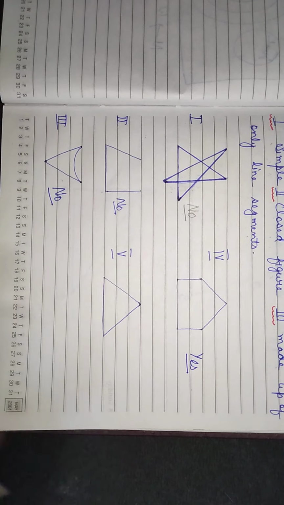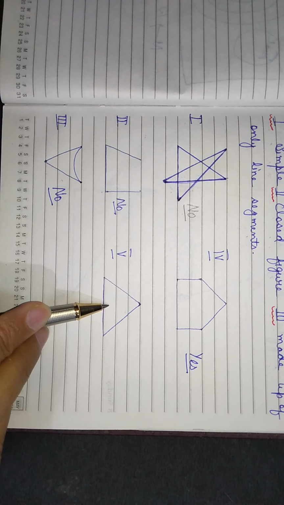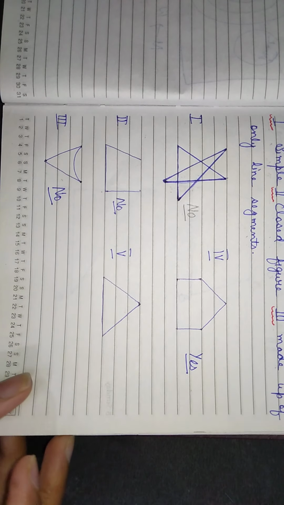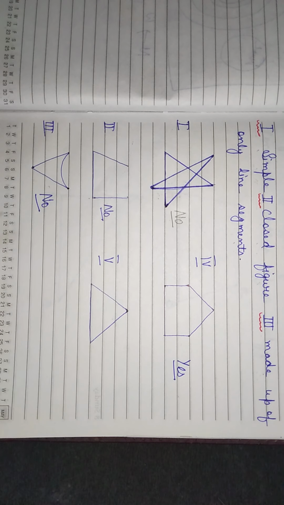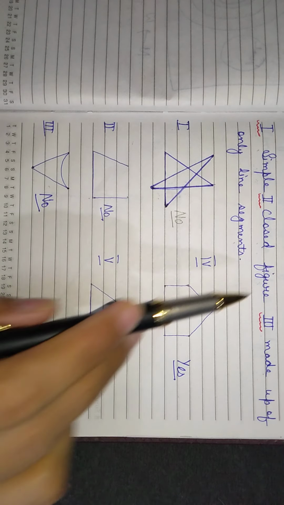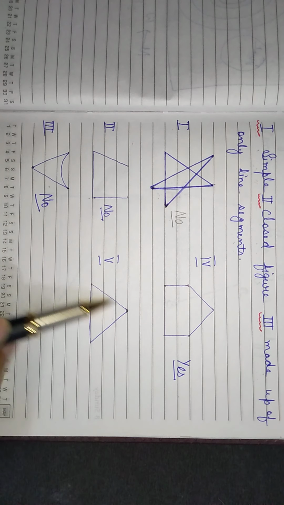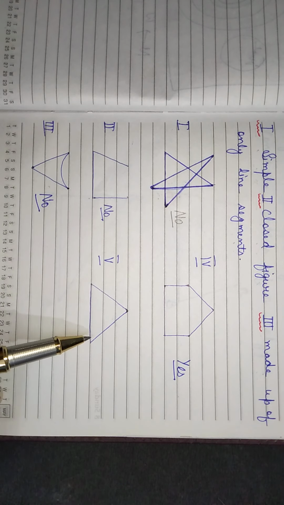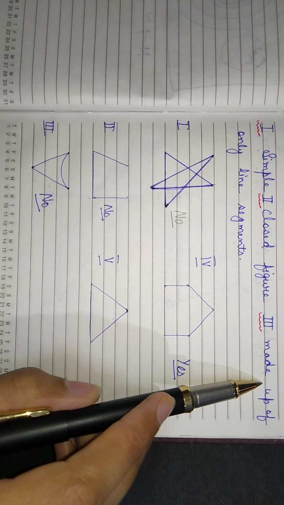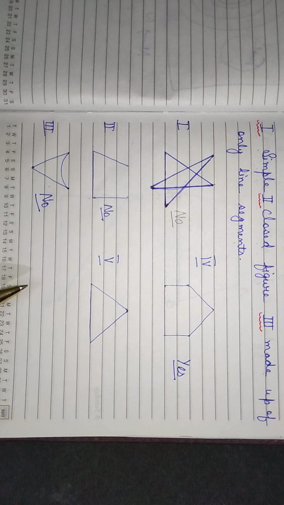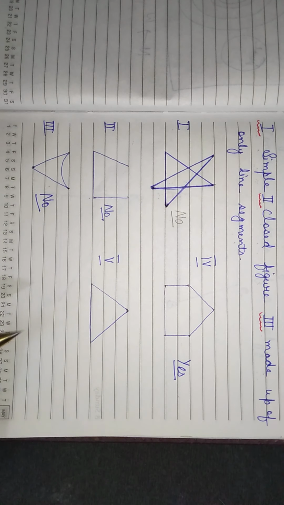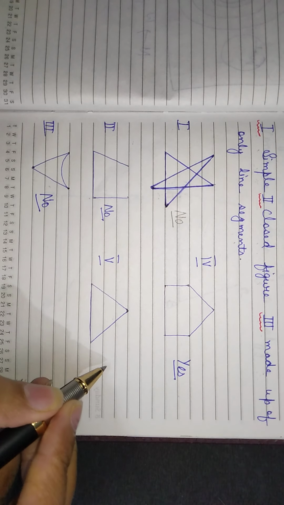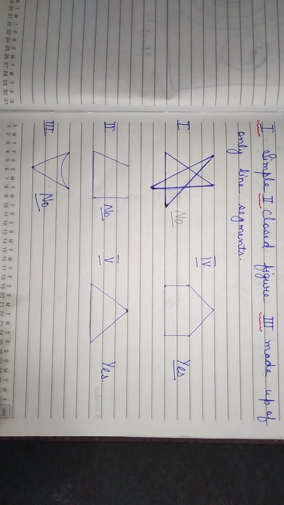Let us come to last diagram. Here also we can see yes, it is simple. First condition is satisfied, simple, because no two lines are crossing each other. Now come to second condition, closed figure. Clearly it is closed. So second condition is also satisfied. Come to third condition, made up of only line segments. As we can see, this diagram is made up of only line segments. All the three conditions are satisfied. So yes, it is also a polygon.